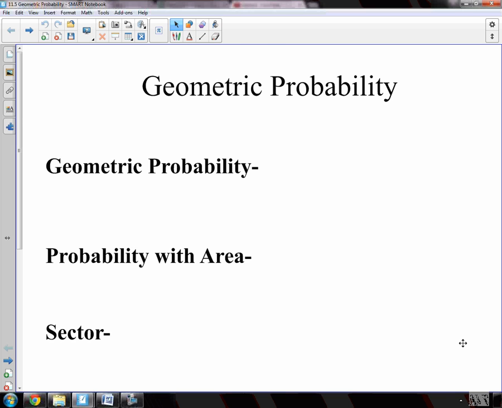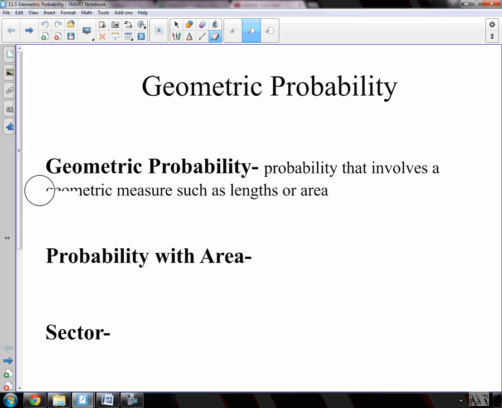So geometric probability: probability that involves a geometric measure such as lengths or area. It's going to be a lot of what we've been doing the past couple days, taking the big shape and subtracting the area of the smaller shape to get a number. Now we're going to put them together to figure out the probability of getting that shaded region.